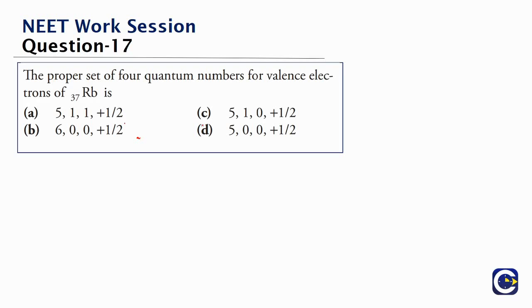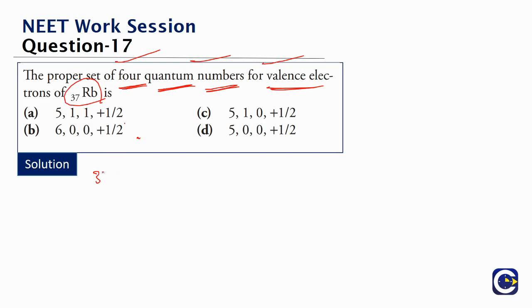Next we have question number 17. This is a question related to the quantum numbers. The proper set of 4 quantum numbers for the valence electrons of rubidium. So for rubidium, they are giving us the atomic number. What is the atomic number given to us? 37. We need to find the proper set of 4 quantum numbers for the valence electrons of rubidium.